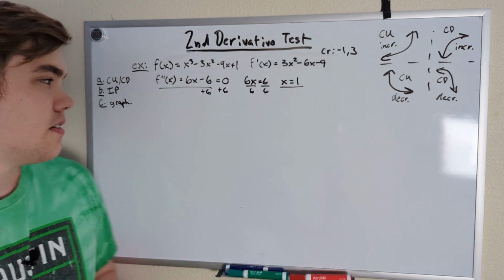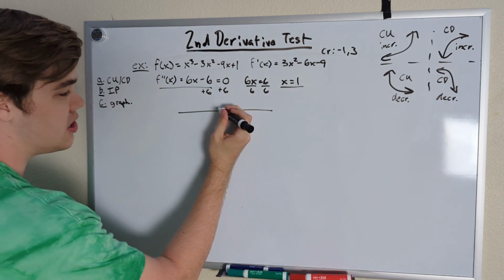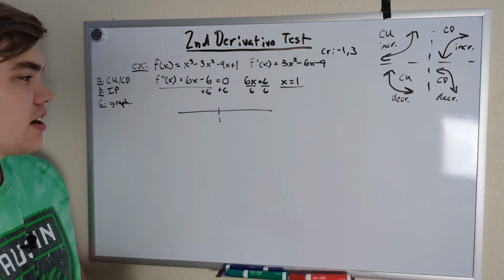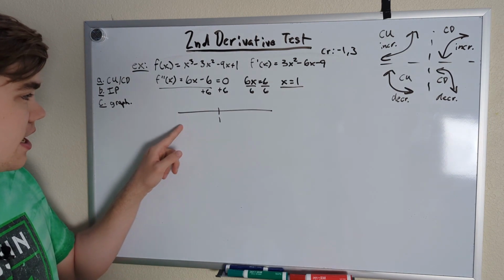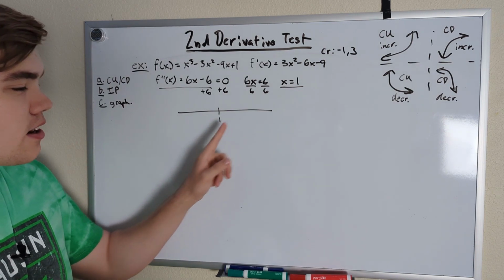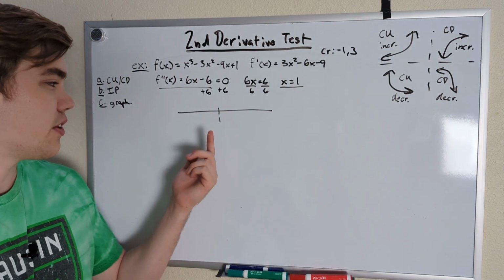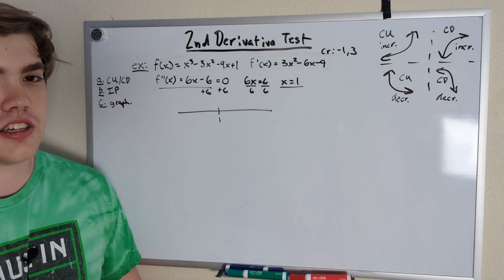Now, just like in the first derivative test, we're going to build out a sign chart. And, well, we only have one point that we need to check, so we're just going to mark 1 right here. What we're going to do is plug in numbers that are less than 1 to figure out what's going on on the left side of our inflection point, and then plug in a number bigger than 1 to figure out what's going on on the right side of our point. And since we only have 1 point, we only need to check one number on this side and one number on that side. Nice and easy.